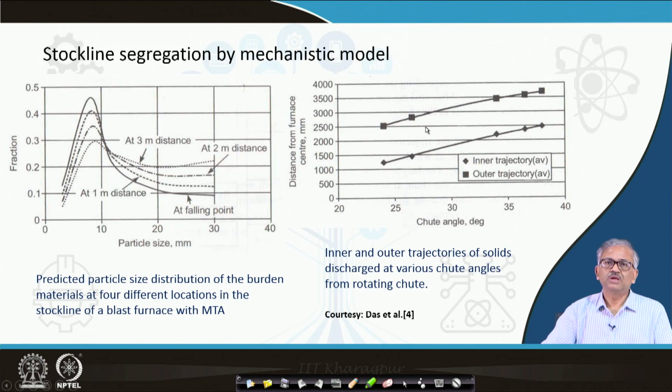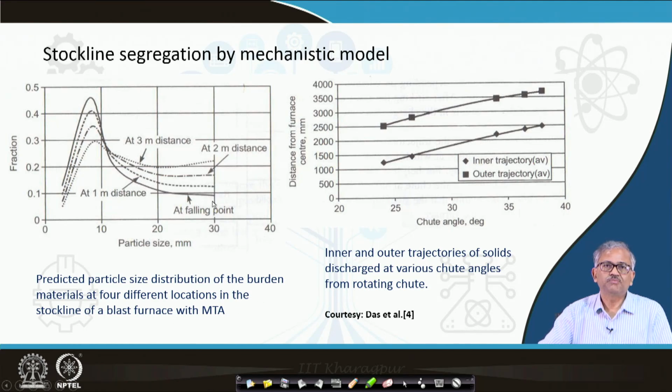Okay, so you can calculate where the particle will fall in the stock line, right? And based on that, you can generate the stock line profile also. And here you can see the stock line segregation, that is, the predicted particle size distribution of the burden materials for 4 different locations in the stock line.